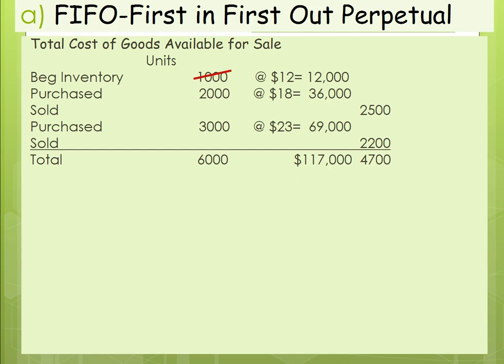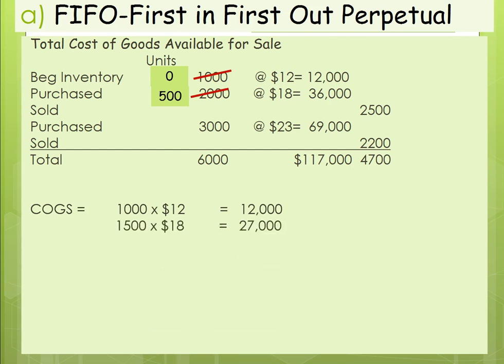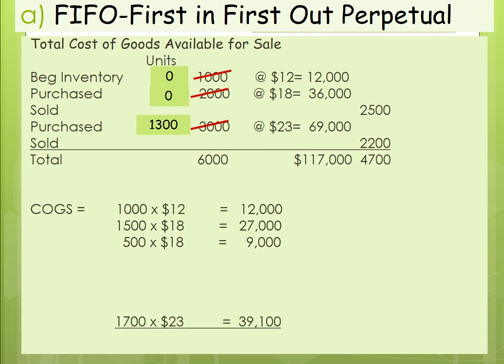Now, in this example, we had a sale of 2,500 units. So that means we're going to take 1,000 from beginning, because with FIFO, we take our first cost in as the first cost out. That's going to go to cost of goods sold. And we're going to take another 1,500 out, leaving 500 in ending inventory at that time. We bought another 3,000, and then we sold 2,200. But since this is FIFO, we're going to take those 500 units at 18. And then the balance is going to come from our units purchased at 23.